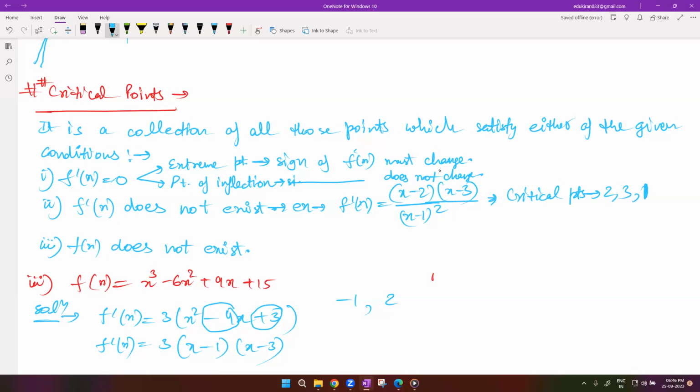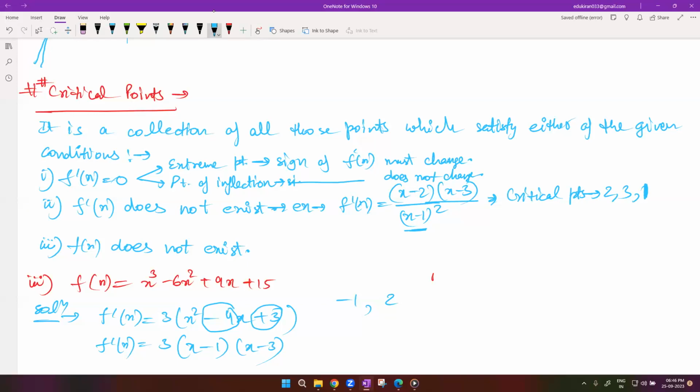Like in this case, I told you f dash x does not exist at x equals 1, but still this is a critical point. At 2 and 3, f dash x is 0, so this fits the first definition, but x equals 1 fits the second definition. X equals 1 is a critical point because of the second reason, which says that wherever f dash x does not exist, all those points are critical points.